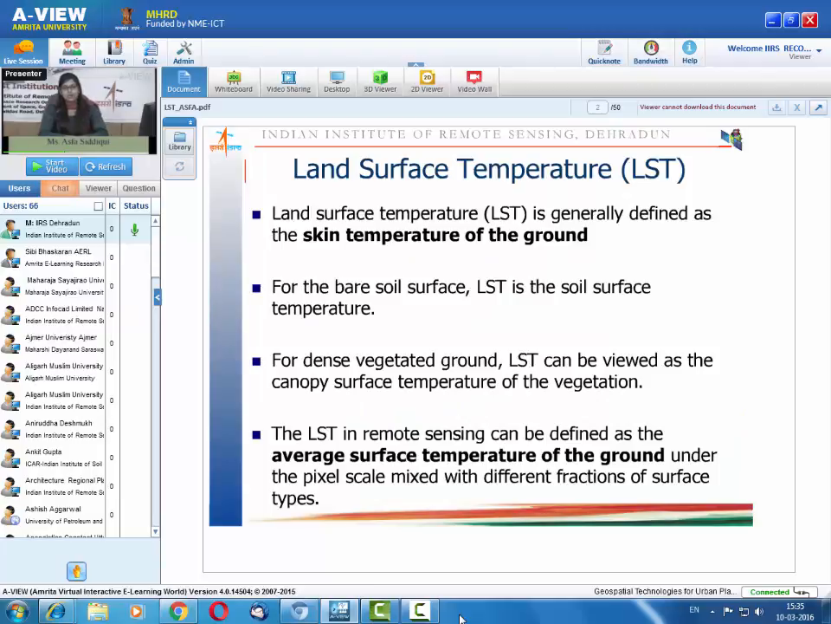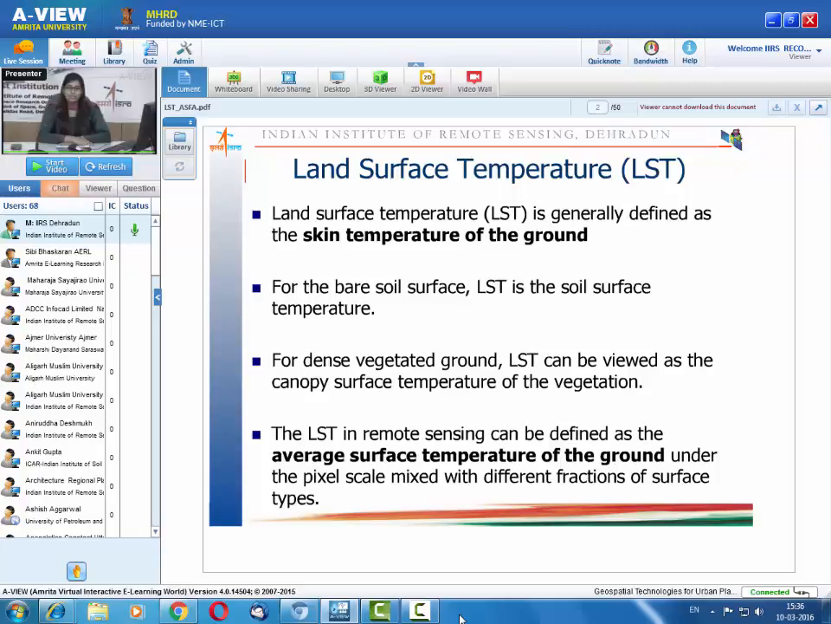Okay, so what do we understand by land surface temperature? Land surface temperature is the skin temperature of the ground, and ground is made up of certain materials. For bare soil surface, the LST is the soil surface temperature. When it comes to dense vegetated ground, then LST can be viewed as the canopy surface temperature of the vegetation. So LST in remote sensing is defined as the average surface temperature of the ground under the pixel scale mixed with different fractions of surface types.